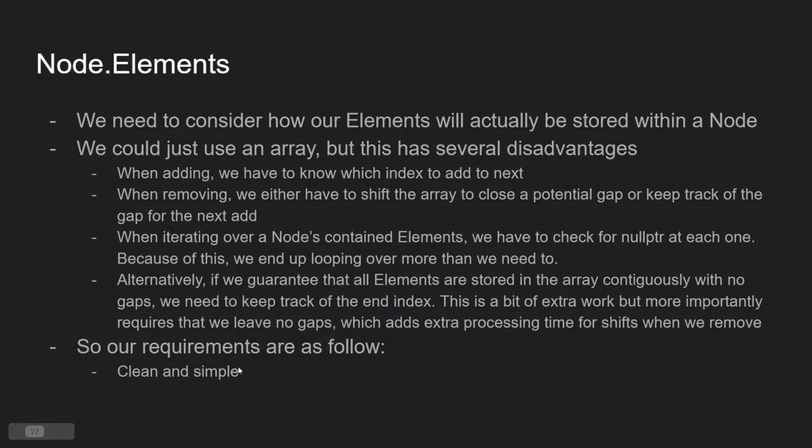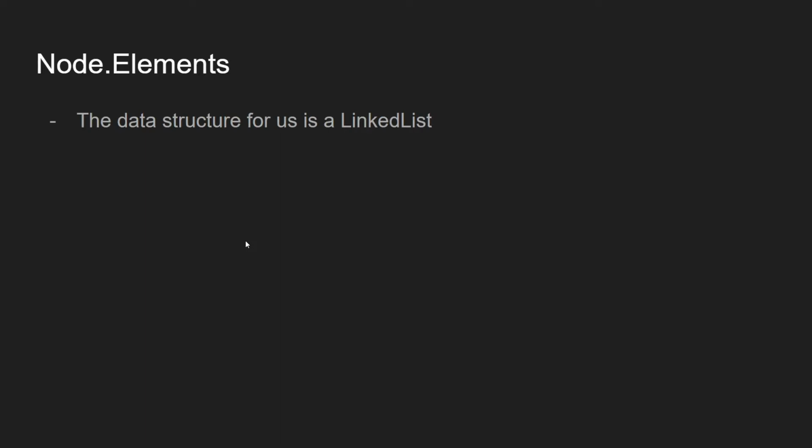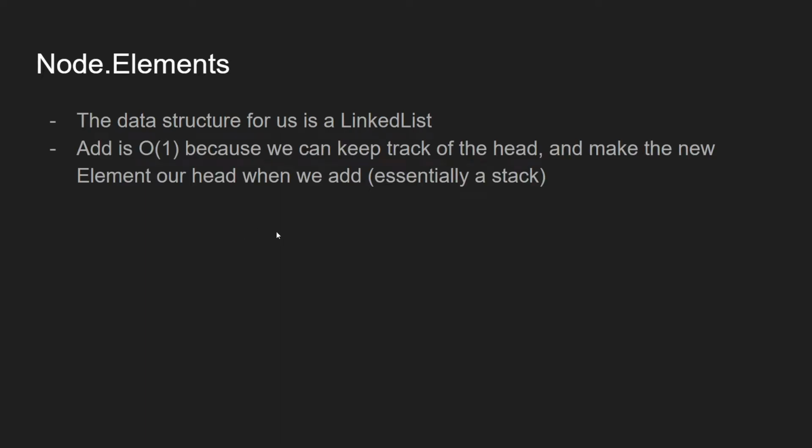So these are our requirements. We want it to be clean and simple. We don't want any extra iteration. We don't want to iterate over more things than we have to. So we want to know how many things we are currently storing, rather than just how many things we have the space to store. And we want order one add and remove. So what we need is a linked list. Add is order one, because we can just keep track of the head of our linked list and make the new element.